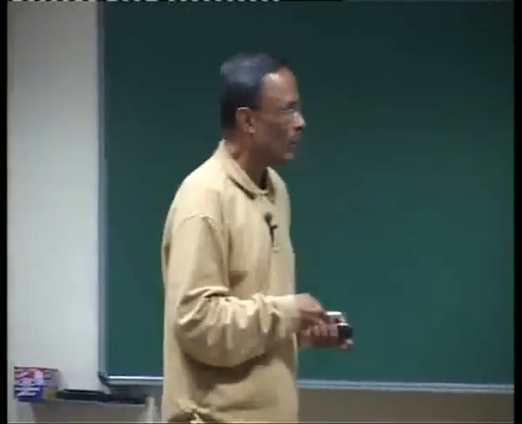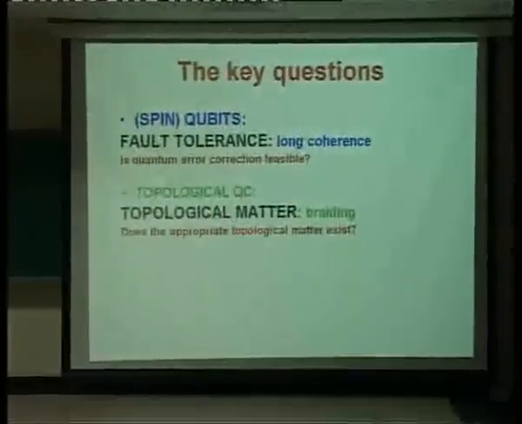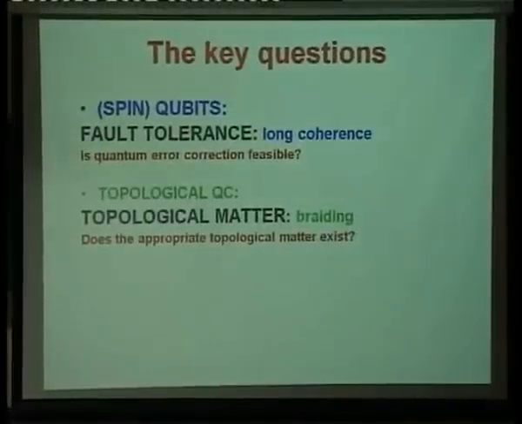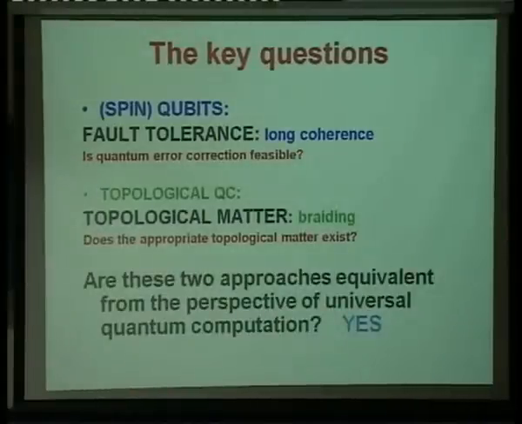For topological quantum computation, you do not need to worry about error correction, but here you have to worry about, does the matter exist? Is there appropriate topological matter where these particles exist with this ground state topological degeneracy? Okay, if it exists, you can do everything. Now you may ask, this sounds like a completely different way of doing things.